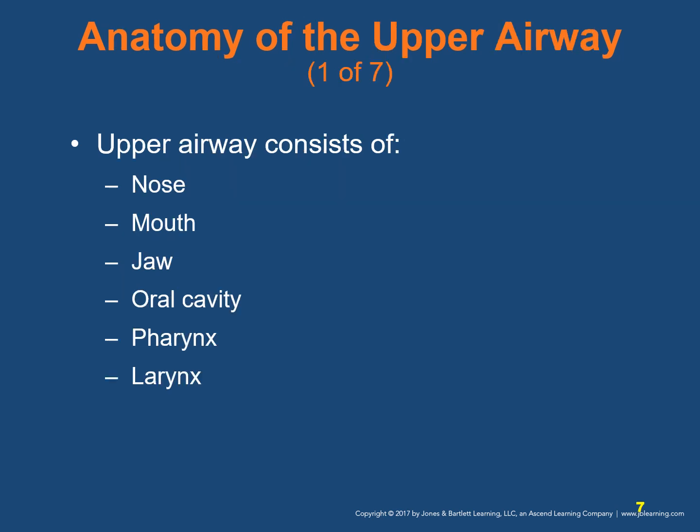Ventilation is the exchange of air between the lungs and the environment. The diaphragm and the chest wall are responsible for the regular rise and fall of the chest that accompany normal breathing. The anatomy of the upper airway consists of all anatomic airway structures above the vocal cords. Again, this is the upper airway. Above the vocal cords, this is the nose, mouth, jaw, oral cavity, pharynx, and larynx.